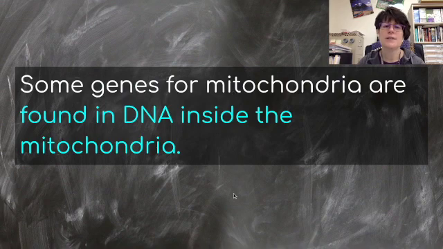Now, just kind of an interesting fact to throw in. Some genes for mitochondria are found in DNA inside the mitochondria. So we think that DNA is only in the nucleus. It's not. There is mitochondrial DNA. And the cool thing about mitochondrial DNA is they actually are using it to trace ancestry. So it's a modern tool that we're using to trace our ancestry, which is pretty cool.